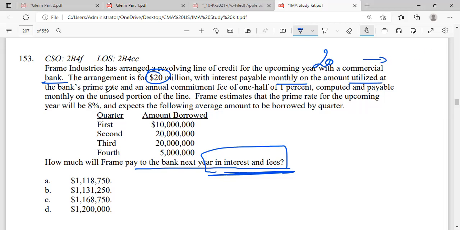The rate is the bank's prime rate, and an annual commitment fee of 1/2 of 1% is computed and payable monthly on the unused portion of the line. Frame estimates that the prime rate for the upcoming year will be 8% and expects the following average amount to be borrowed by quarter. The amount which you borrow, you pay 8% per annum interest. The amount which you don't borrow, you pay 1/2 of 1%.